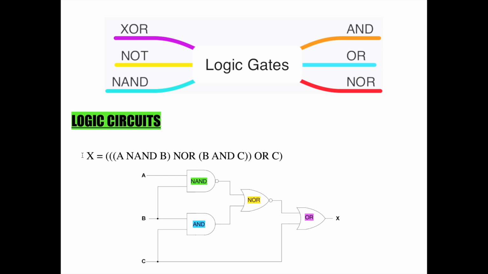So in this example, they are indicating that the inputs A and B are connected to a NAND gate, which combines its output as an input to the NOR gate. Also we can see that the B and C inputs are connected to an AND gate, which combines with the NOR gate as the other input. At last, the NOR gate output combines with a C input and gets connected to an OR gate, which finally outputs the required value X. Well, this is a basic idea on how to draw a logic circuit.